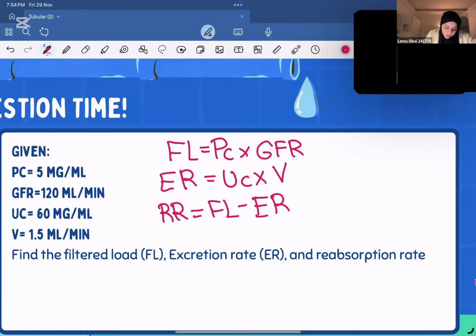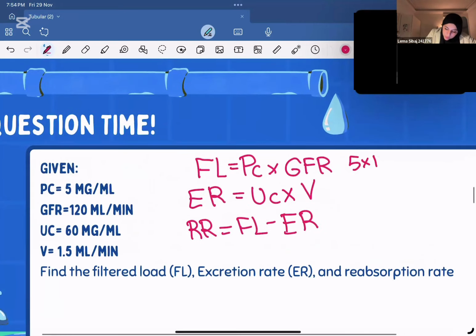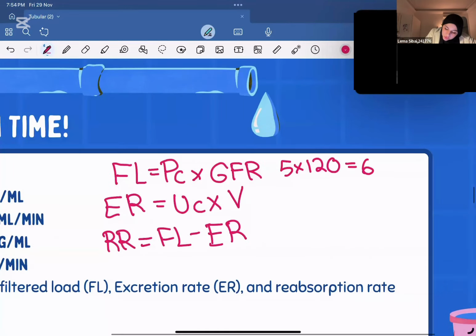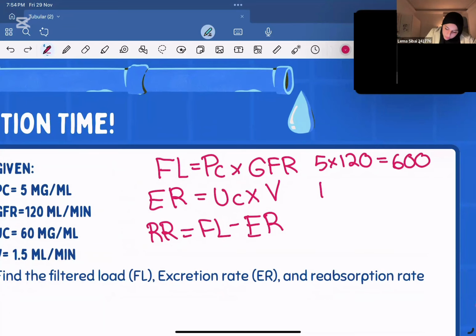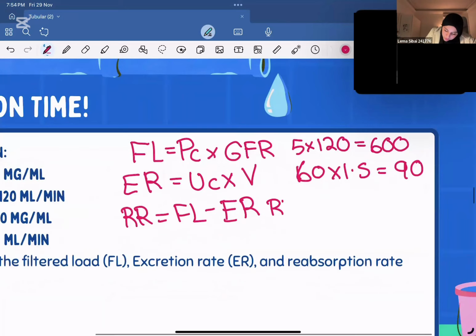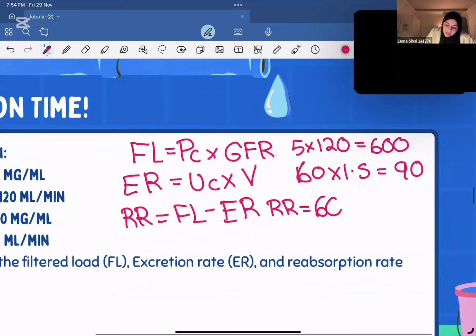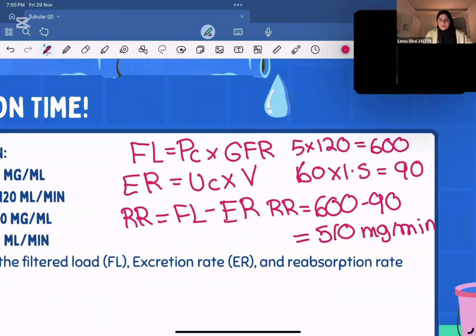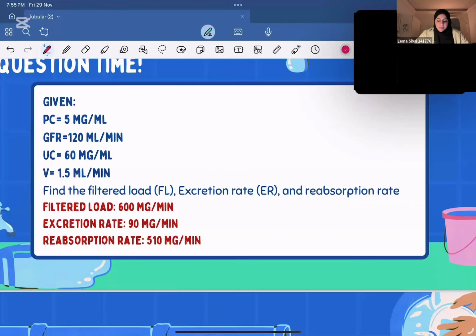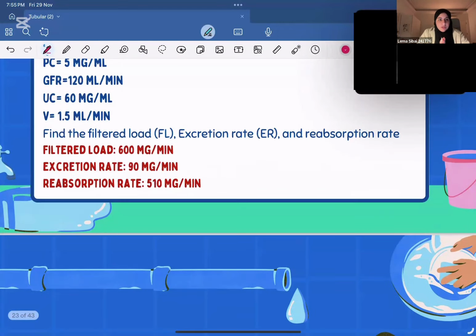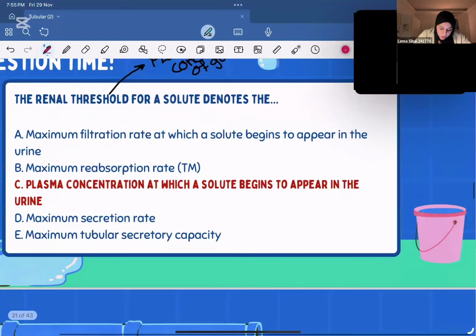If you plug in all the values that we just took, it's going to be 5 times 120, which is equal to 600, and 60 times 1.5 is equal to 90. And the reabsorption rate is going to be equal to 600 minus 90. So the answer is 510 milligrams per minute. This is just the reabsorption rate. This is how you calculate it. I wrote down all the answers, but I just wanted to do this for the sake of completion.